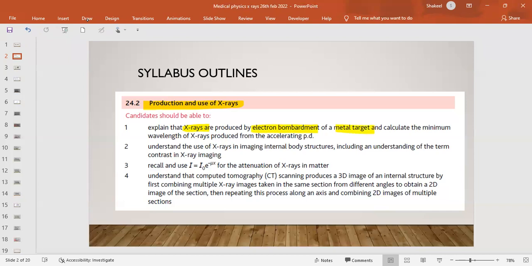And then we have to see that different types of X-rays are being produced. Then we'll be looking upon X-rays in imaging internal body structures, including the understanding of the term contrast in X-ray imaging. Then we have to look at the intensity related to X-rays as they travel through matter. Our next topic would be computed tomography, but we'll look at that in the next video. So in this video, we are going to focus on these three points.